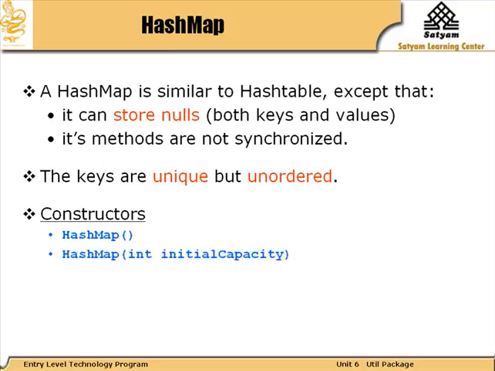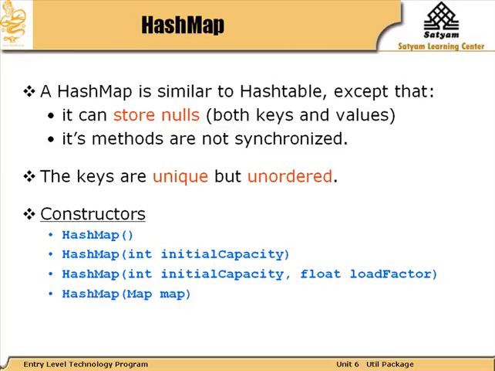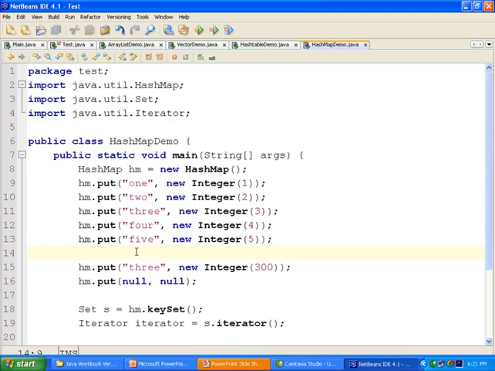Like hashtable, HashMap also has 4 constructors. HashMap is faster than a hashtable. It's used for mapping keys to values. Let's look at an example. Here is an example of a HashMap.